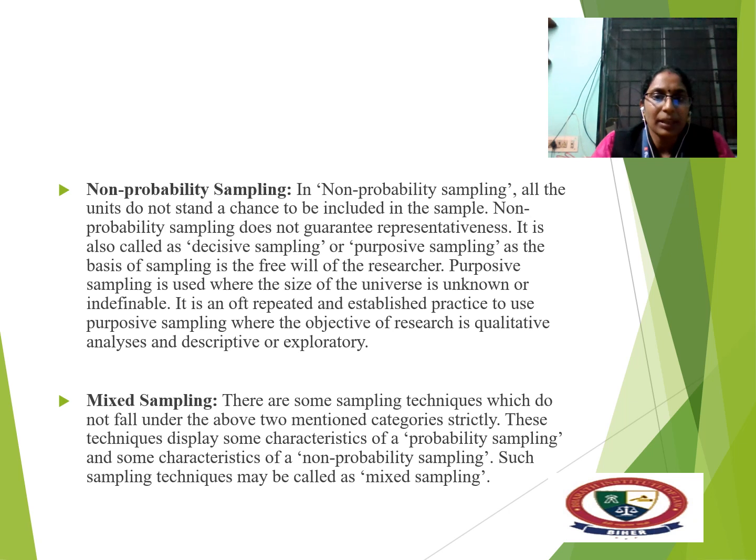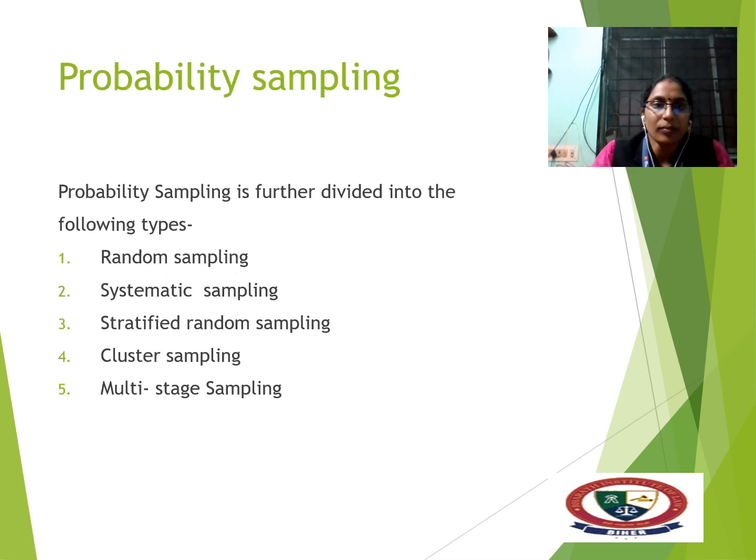Mixed sampling. There are sampling techniques which do not fall strictly under the above two mentioned categories. These techniques display some characteristics of probability sampling and some characteristics of non-probability sampling. Such a sampling technique may be called mixed sampling. Probability sampling is further divided into the following types: random sampling, systematic sampling, stratified random sampling, cluster sampling, multi-stage sampling.